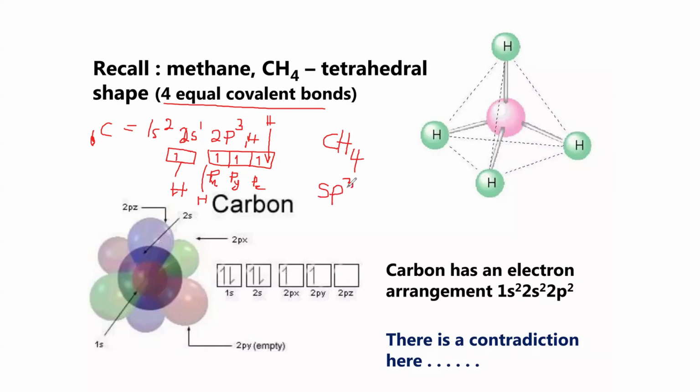Why is it sp3 hybridization? It is because the s orbital hybridized with px, py, and pz. That is why the hybridization is sp3. And the shape of this methane is tetrahedral. So that is the case of sp3 hybridization.